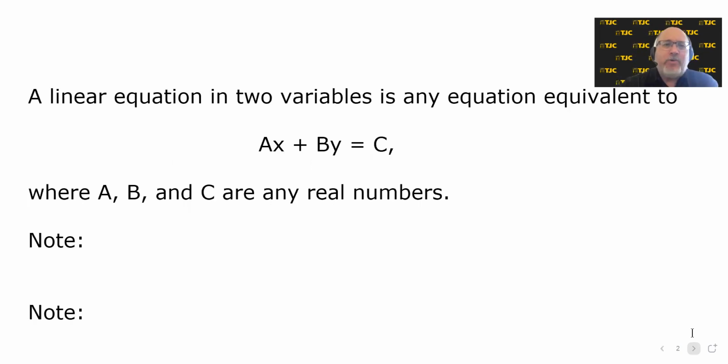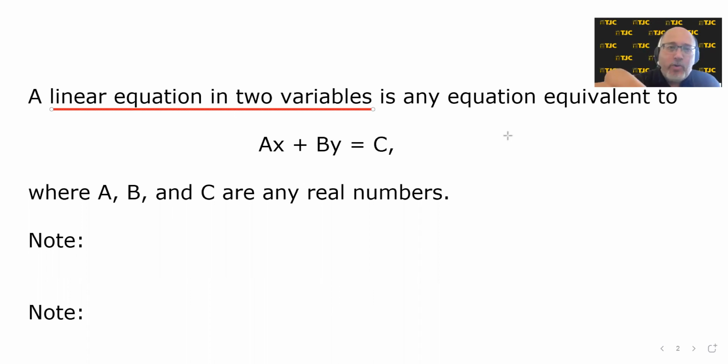Well, first off, let's define what I mean by a linear equation, and specifically a linear equation in two variables, because we've seen linear equations before, but they've only had one variable. And when we had those, we solved to figure out what that variable equaled. But a linear equation in two variables is any equation equivalent to ax plus by equals c, where a, b, and c are any real numbers.